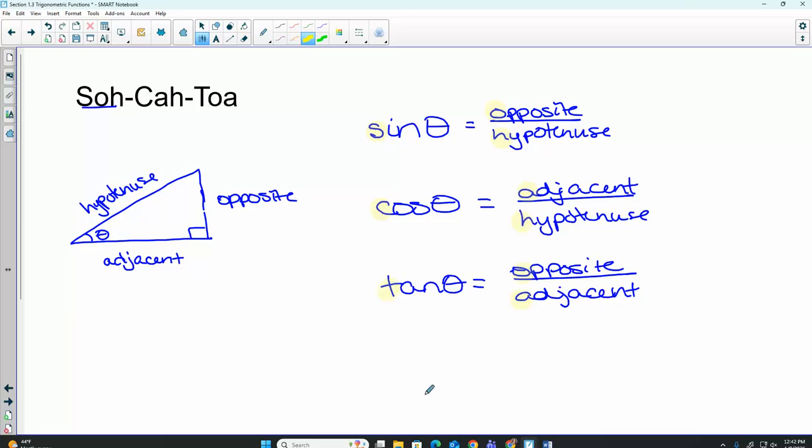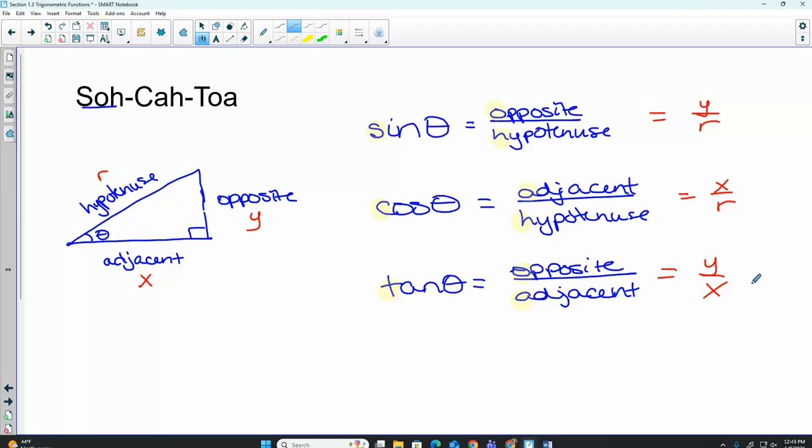TOA. And this isn't like contradicting the X, Y, and R definition that I gave you, because if we think about this, if this were at the origin, this side would be X, the amount you go up is Y, and we call this R. So sine, opposite over hypotenuse, is Y over R, which we wrote down previously. Cosine, adjacent over hypotenuse, is X over R. Tangent, opposite over adjacent, is Y over X.